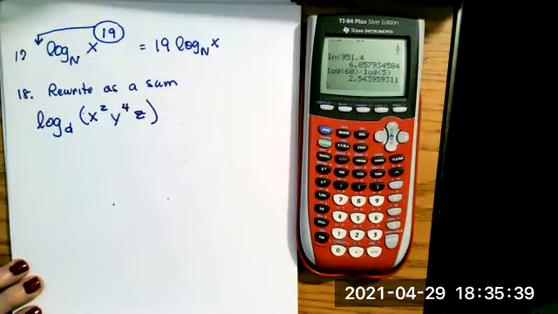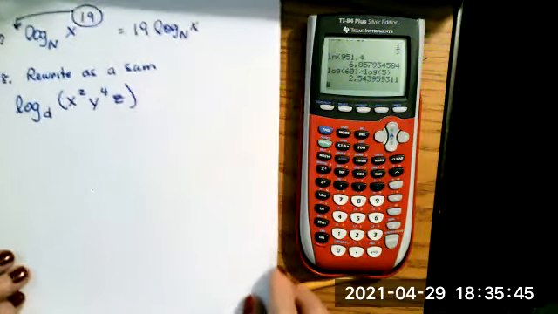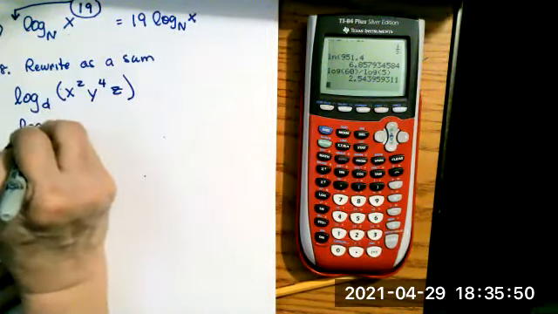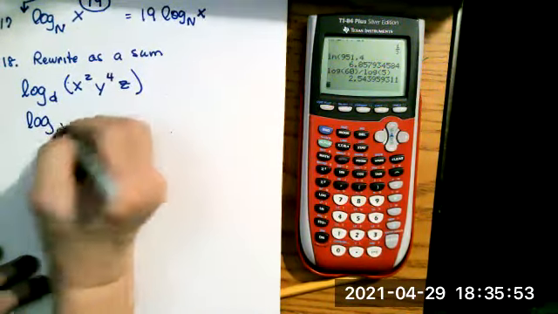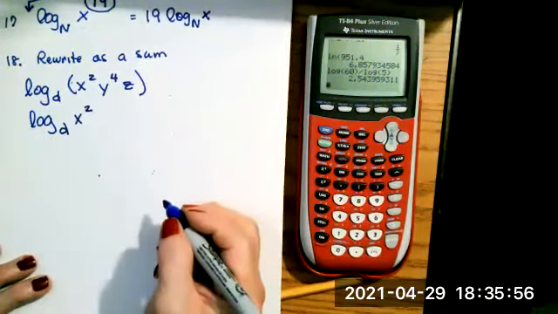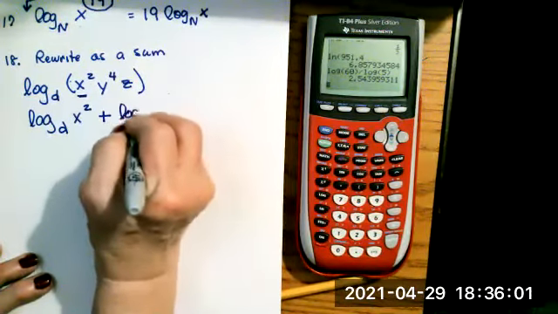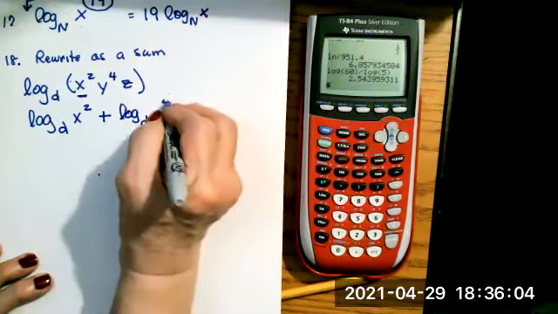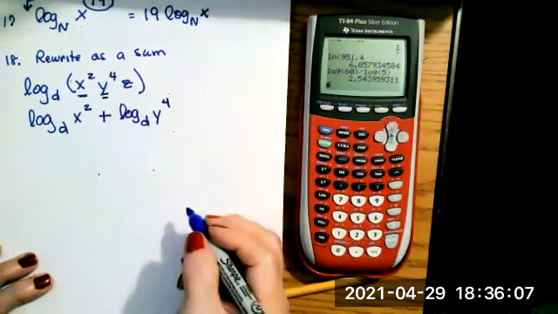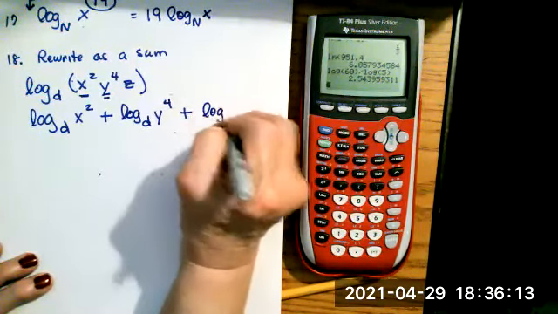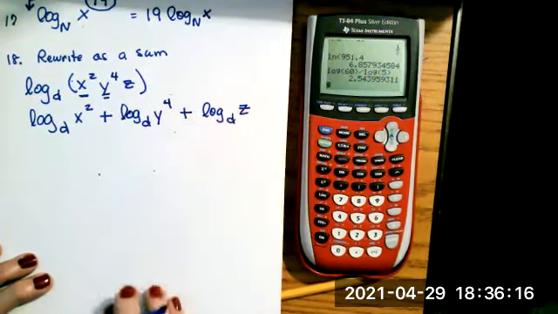You have x squared, y to the 4th, and z to the first. So we write it as a sum. These are all multiplied here. So my first step is going to be log base d of x squared. That's my first one there. Plus log base d of y to the 4th. That's that one. Plus, that's how we're doing it as a sum, log base d of z. And it has a 1 up there, so I don't have to do anything about that.